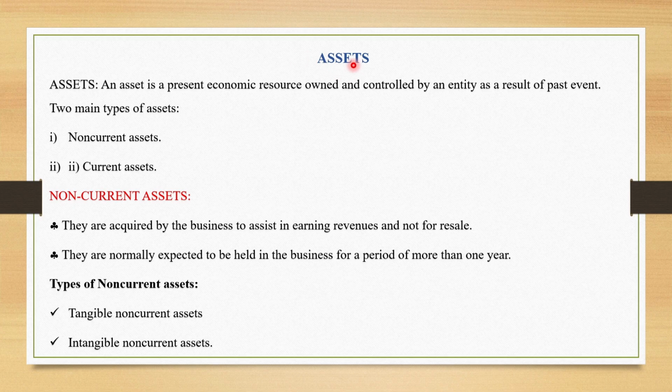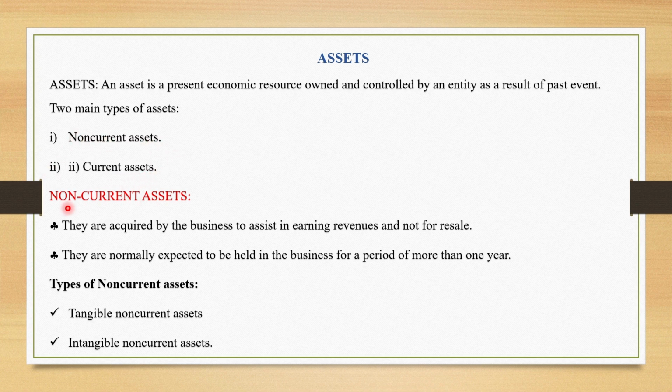So let's start with assets. By definition, an asset is a present economic resource owned and controlled by an entity as a result of a past event. It has two types. We have non-current assets and current assets.